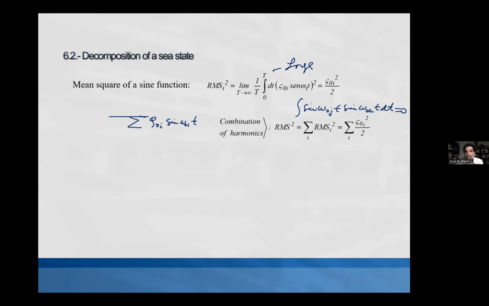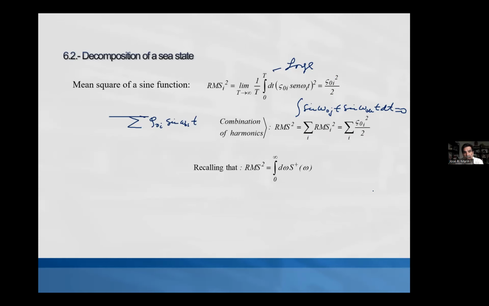When this frequency is different than this one, the only values that we obtain different than 0 are the terms in which this omega 0j is equal to that. And that will give us the square amplitude divided by 2. That's what we have here. So that's simple trigonometrics.